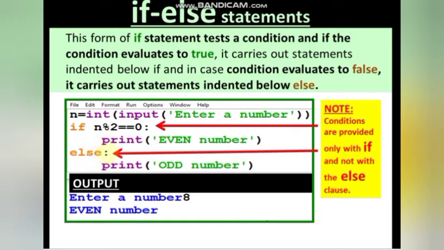We give colon. We give colon in if statement also. In the if header line, the condition is there and then a colon is there. In else also, we don't give any condition. Never ever give any condition with else, but give a colon. And it will execute else only if the condition of if is false.